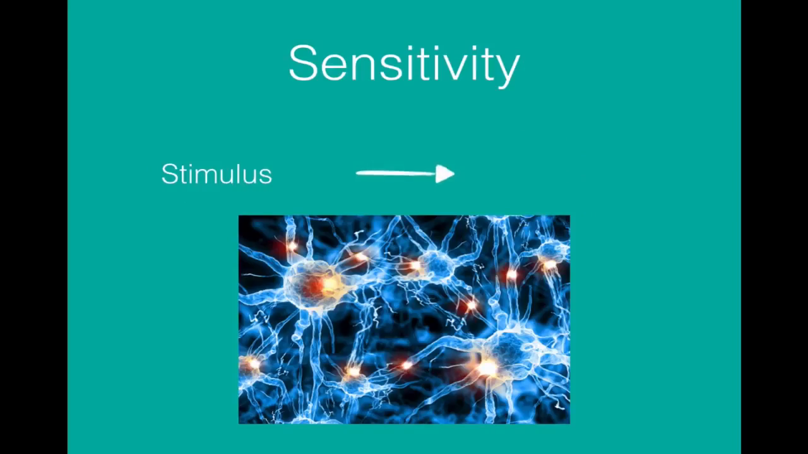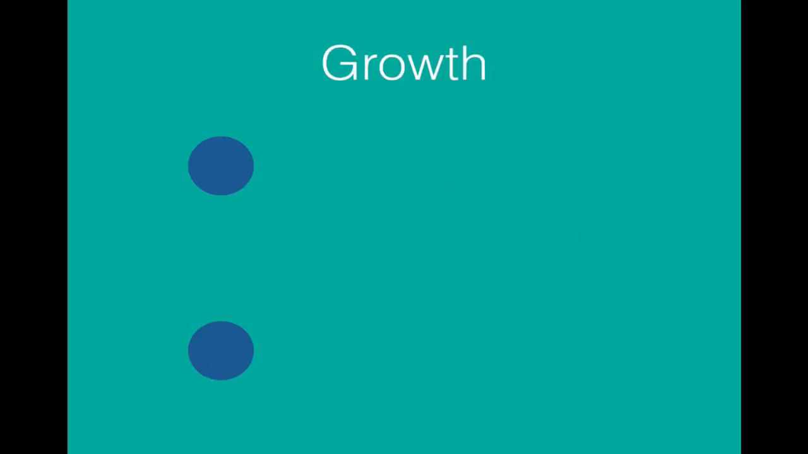Sensitivity is being able to react to a stimulus, so a response to a stimulus. A stimulus is any change in the environment, it can be an external change or an internal change, and how the body responds to it, the way it's coordinated, is called sensitivity.